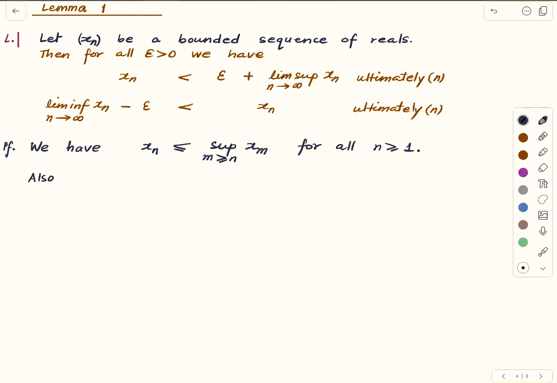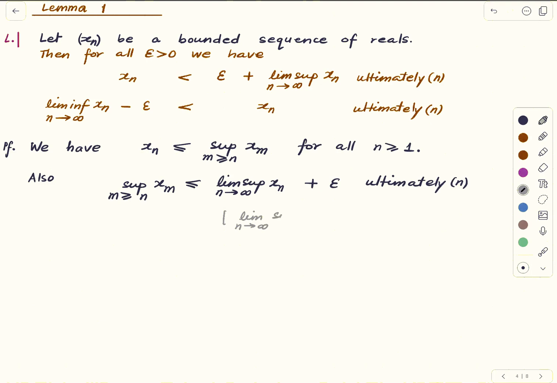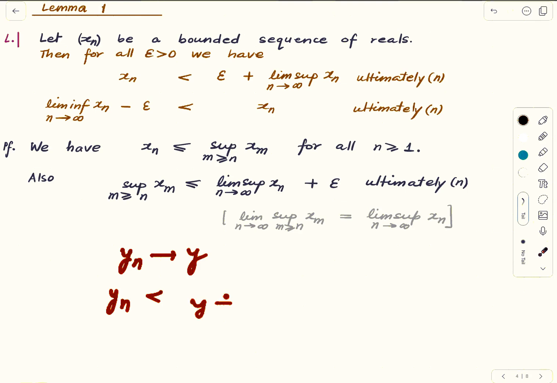And the second one, what I'm going to write is the following, that this thing is less than lim sup plus epsilon ultimately. Now why is this? This is simply from the definition of the limit superior, because the definition of the limit superior is that the limit of this guy is the limit superior, and immediately from that we get this inequality, right? So all I'm saying is that if yn converges to y, then yn is less than y plus epsilon ultimately. This is a one-way implication, but it is true.